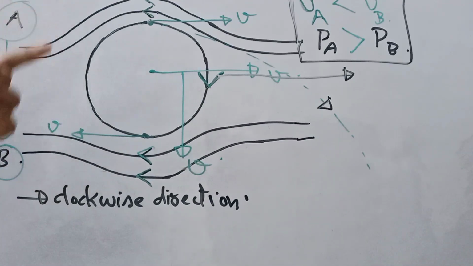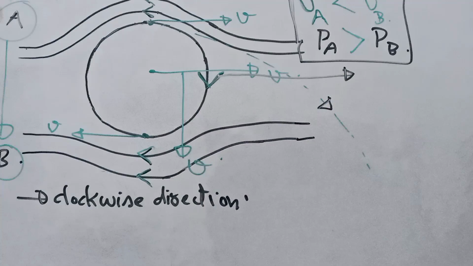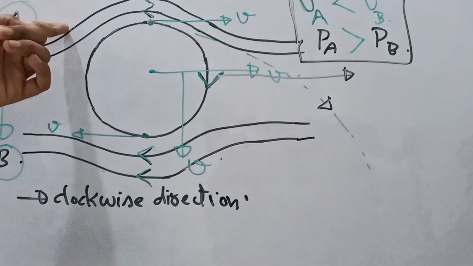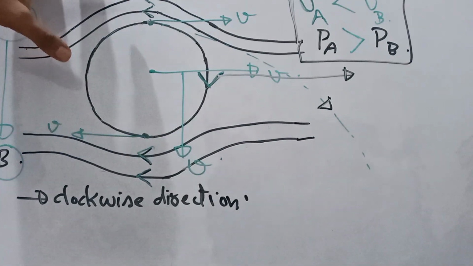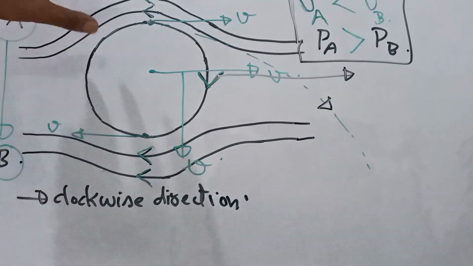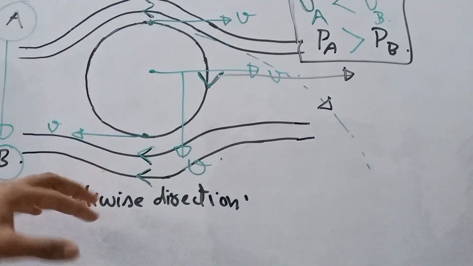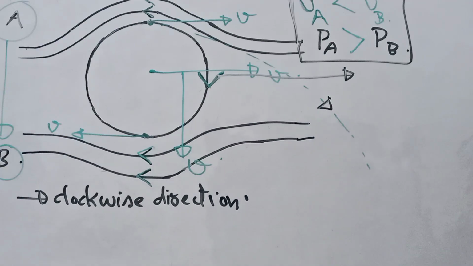Here creates a lesser velocity and here creates a higher velocity, and so it makes the pressure at this position greater than pressure at this position. So as the air always moves from high pressure to low pressure, moving from high pressure to lower pressure makes the ball move in this direction, and it will execute such a motion. And that's the reason, that's the Magnus effect.